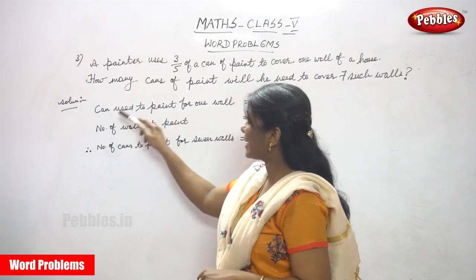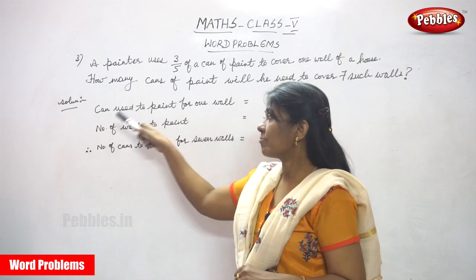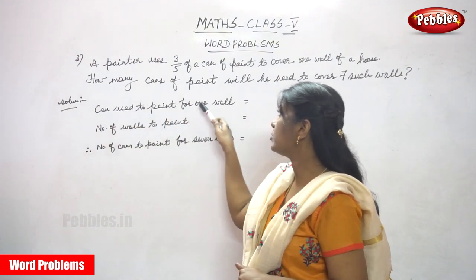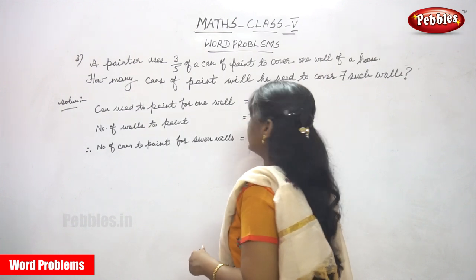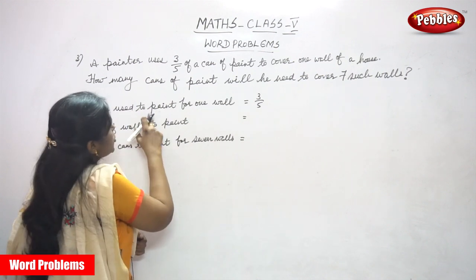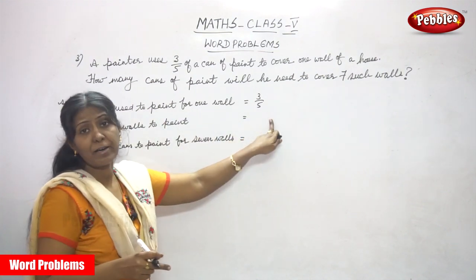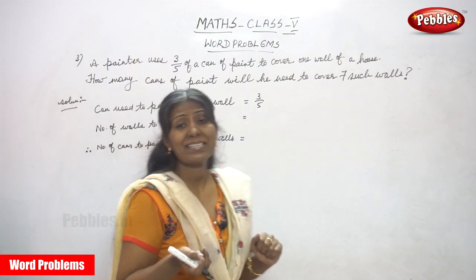That is, here can used to paint for one wall. So only one wall. So I have written can used to paint for one wall. That is 3 by 5 fraction. I'll repeat. Can used to paint for one wall is 3 by 5. Next, number of walls to paint. Number of walls to paint is 7 walls.